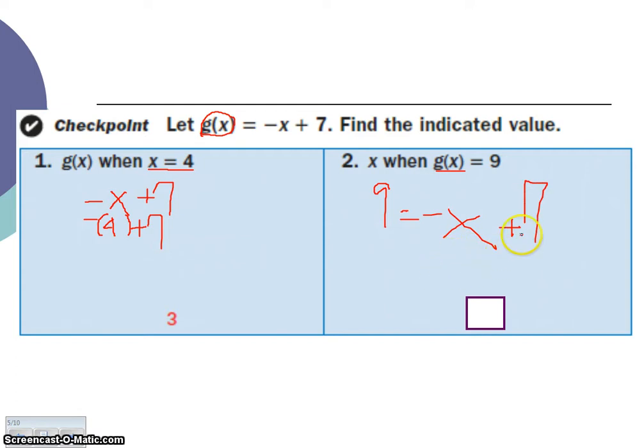Okay, how do I solve this? Well, let's get rid of the 7 first. It's adding 7, so let's subtract 7. 2 equals negative x. I don't want negative x, I want positive x. So let's get rid of this negative 1 by dividing by negative 1. x equals negative 2.